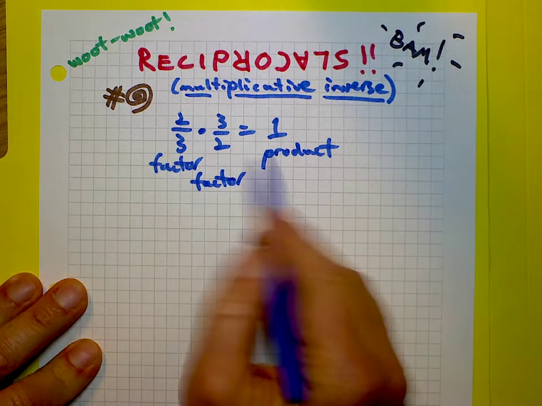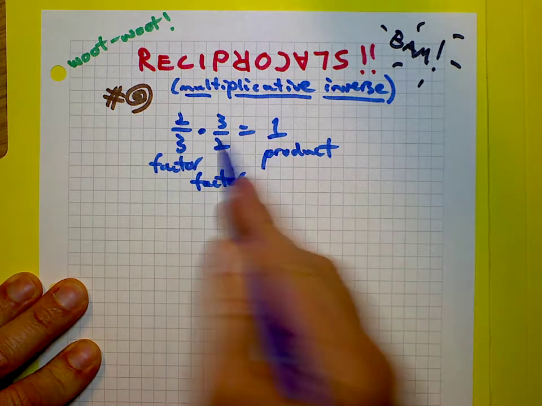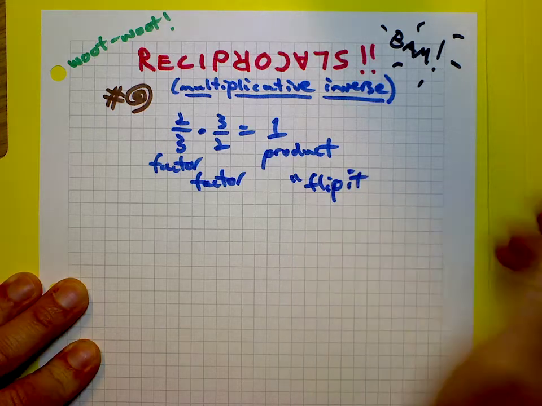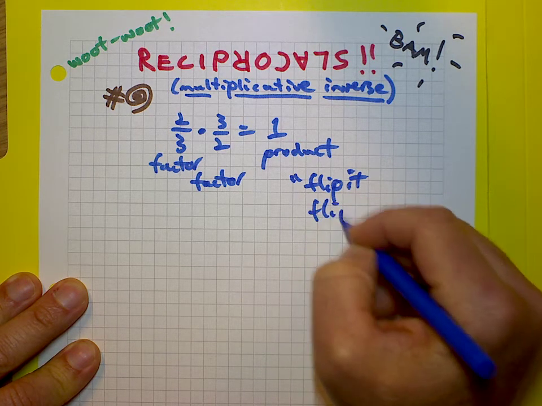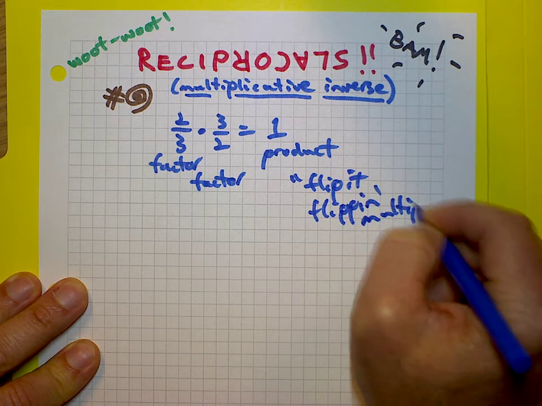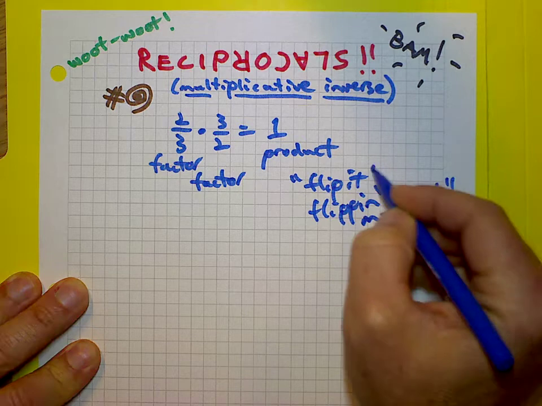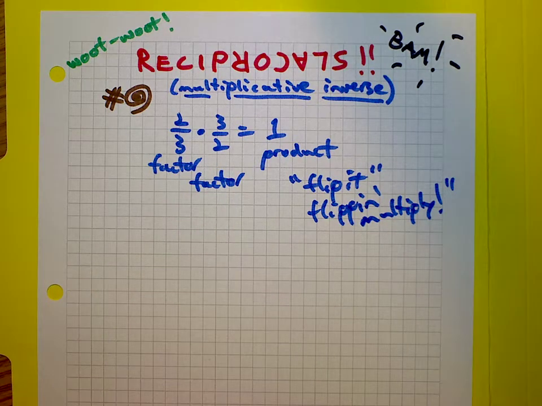Anyway, two factors whose product is one, okay? We learned this in grade school. It's called something like flip it and multiply, or flip and multiply. I don't know, however you learned it. It's different all over the world, okay? But bottom line is it's two numbers that multiply and they equal one.